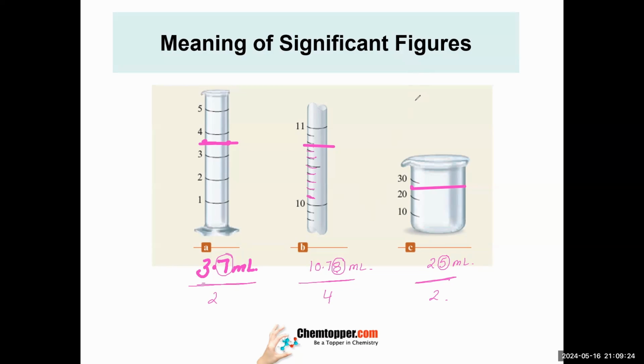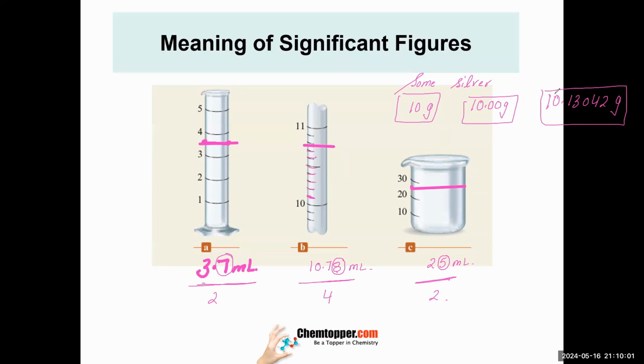For example, let's say there is some silver. You know, silver is an expensive metal, and the mass of the silver reported by one student is 10 gram. The other student, 10.00 gram. The third, 10.13042 gram. So these are the 3 different measurements for the same amount of silver. So according to your understanding, which mass is more accurate?